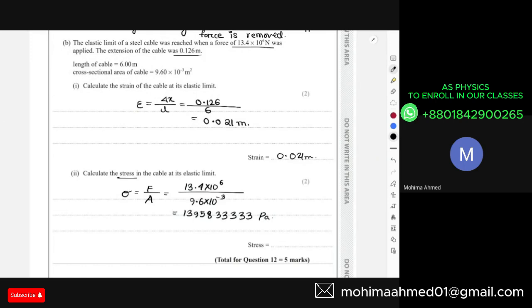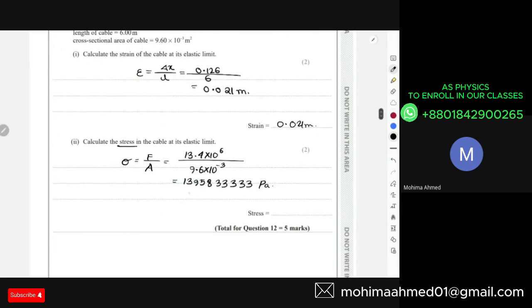The problem is the maximum significant figure used was 3 significant figures, right? That means I can also keep my answer to 3 or 2 significant figures. So if I round this to 3 significant figures, I get 1.40 times 10 to the power of 9 pascals.